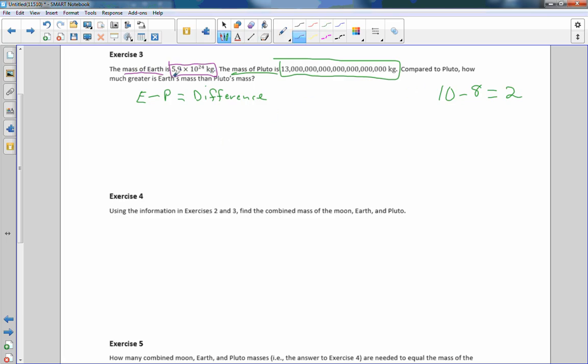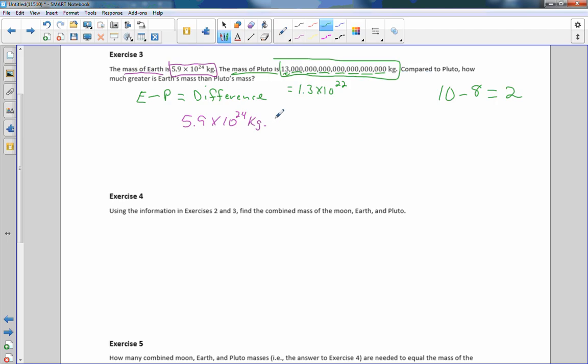So the Earth's mass is 5.9 times 10 to the 24 kilograms, and the mass of Pluto is this number. I need to convert this to scientific notation, so it's going to be 1.3, and there's 3, 6, 9, 12, 15, 18, 21, and then one more. So this is times 10 to the 22.